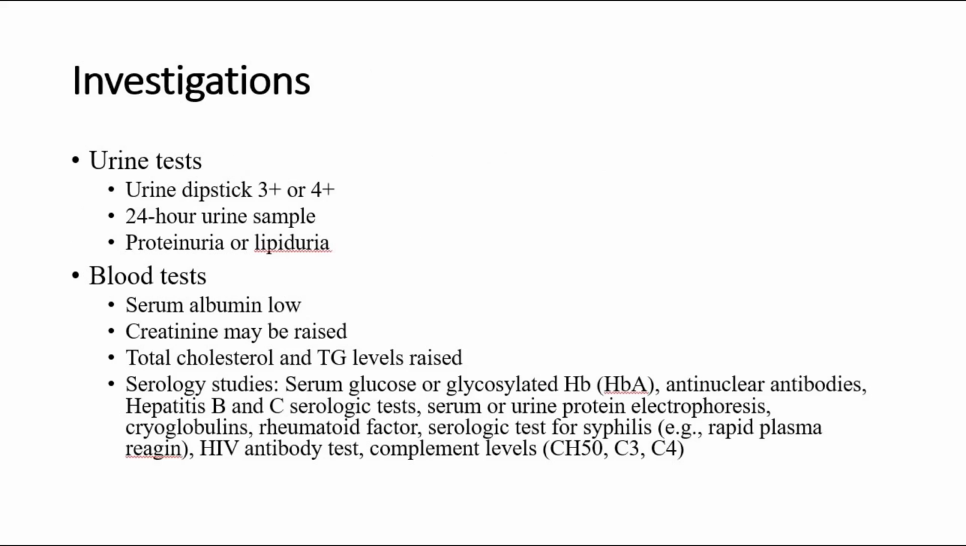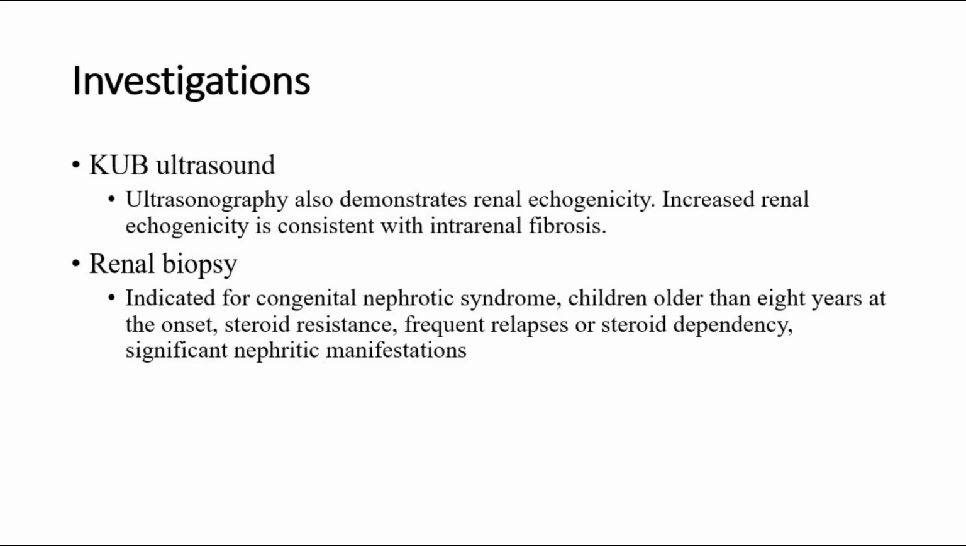For investigations, urine tests. Nephrotic range proteinuria will be apparent by 3+ or 4+ readings on the dipstick. Urine samples over 24 hours and proteinuria is diagnostic. For blood tests, the serum albumin level is classically low in nephrotic syndrome. Creatinine concentrations vary by degree of renal impairment. Total cholesterol and triglyceride levels are typically increased. Serologic studies can be done to find out the cause. Other investigations are kidney ultrasound and renal biopsy.